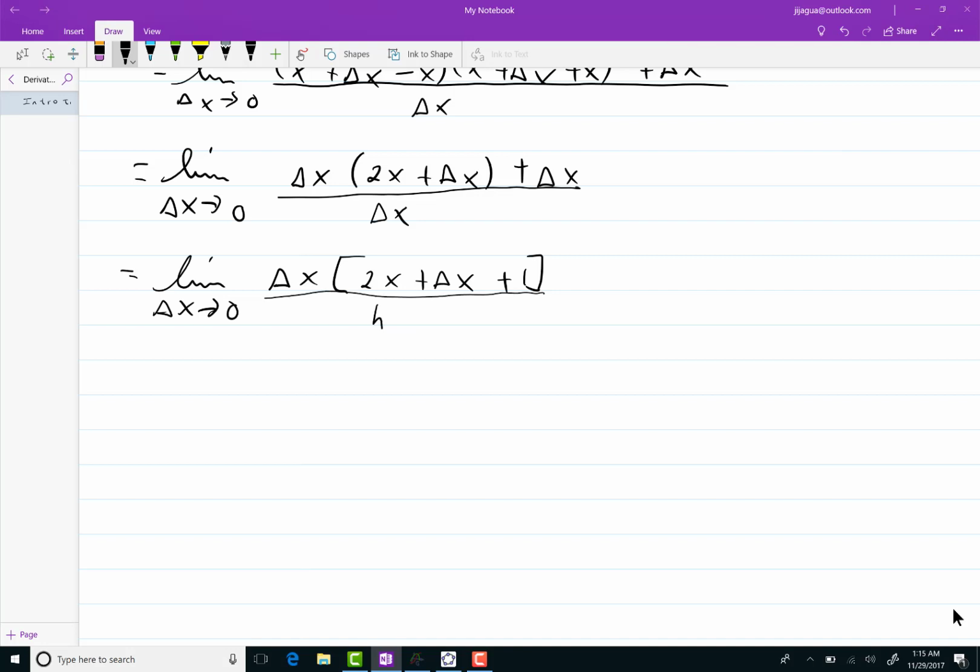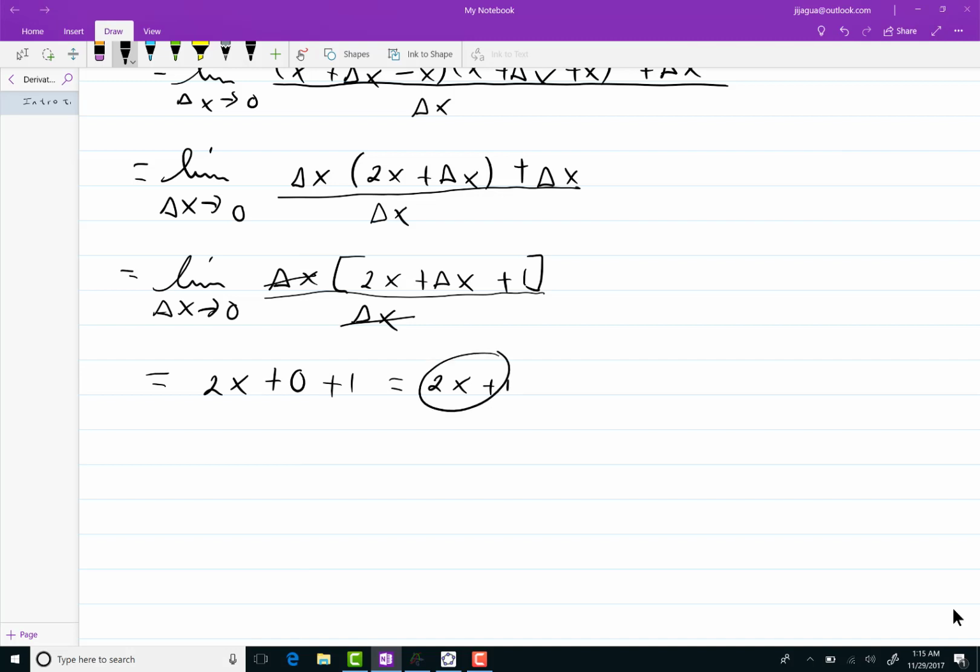Oh, look what I did. Gotta be careful about that. Delta x. Cancel these delta x's. Now I'm prepared to replace delta x with 0. So 2x plus 0, where the delta x was, plus 1. And the derivative is 2x plus 1.